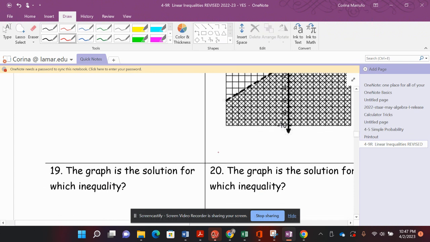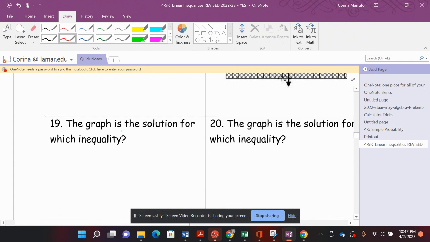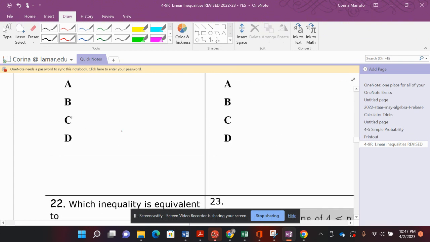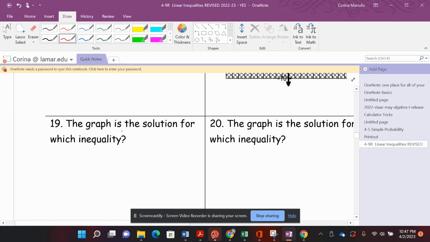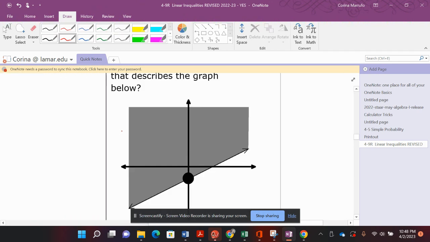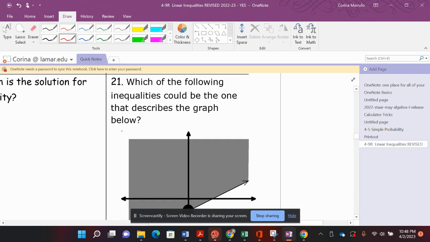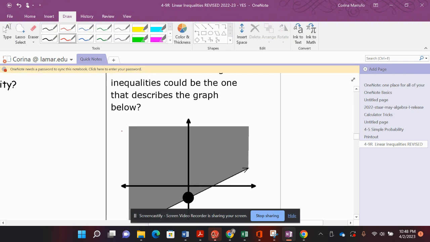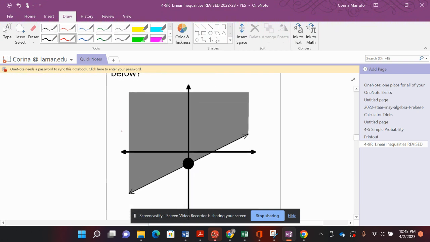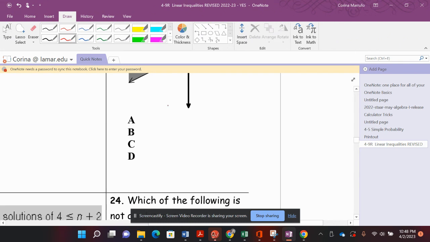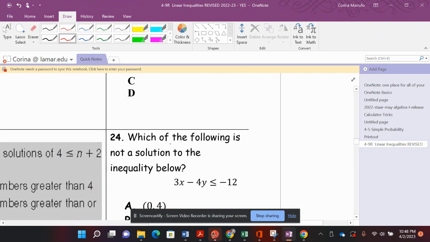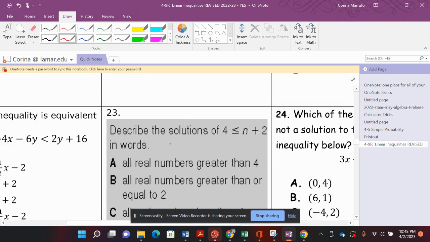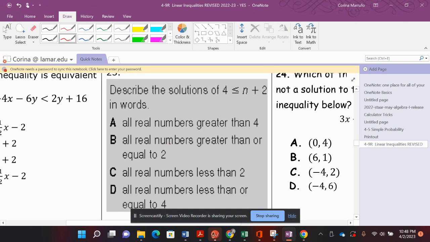Okay, let's look at number 19. It says, the graph is the solution for which inequality? Oh no, it doesn't show on mine. I'm going to have to skip that one. Let's look at 21. Here 21 says, which of the following inequalities could be the one that describes the graph below? Again, this one, I can't see the rest of the picture. You guys can probably see it on your paper, but I can't see it on mine. So let's go ahead and skip it. We're doing the odds.